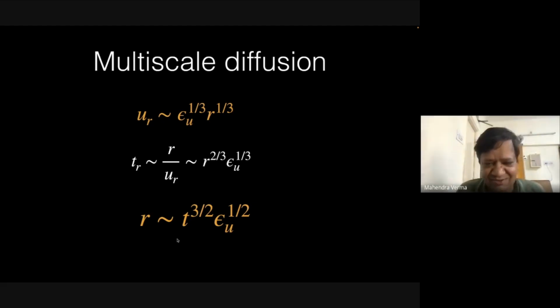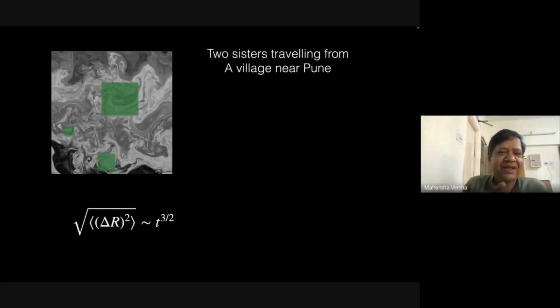Okay, I should have written the name of the scientist who gave this law. It's called Taylor diffusion, and this is what happens in the atmosphere. Okay, let's try to estimate after this. So, Taylor diffusion is very different from normal diffusion. Okay? Now, I want to give an example.